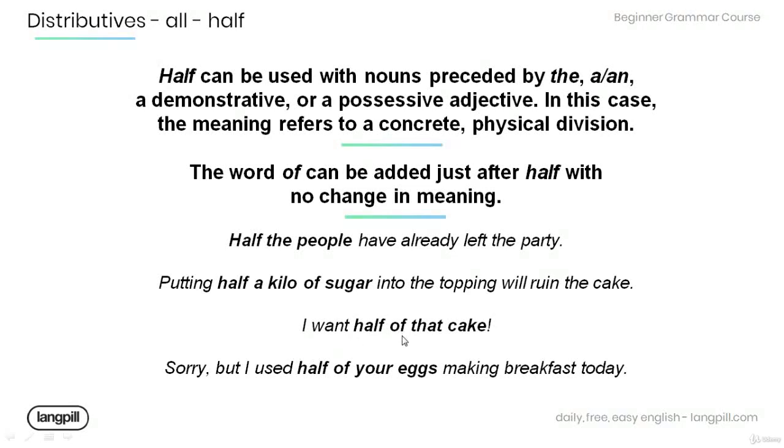I want half of that cake, meaning that I do not want the whole cake. I want half of the cake. Sorry, but I used half of your eggs making breakfast today. Meaning that if there were 12 eggs, I used only 6 eggs for making breakfast.